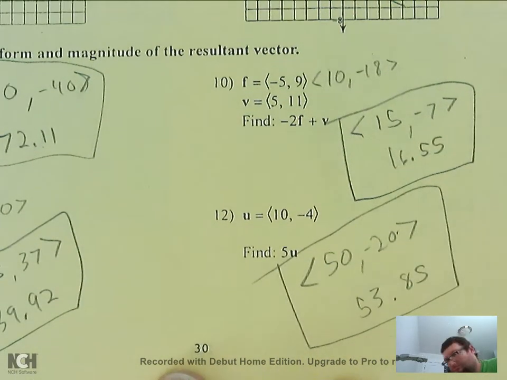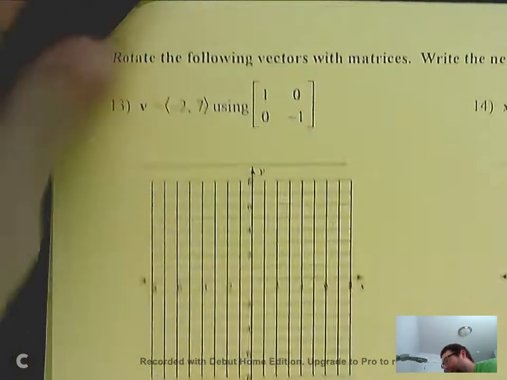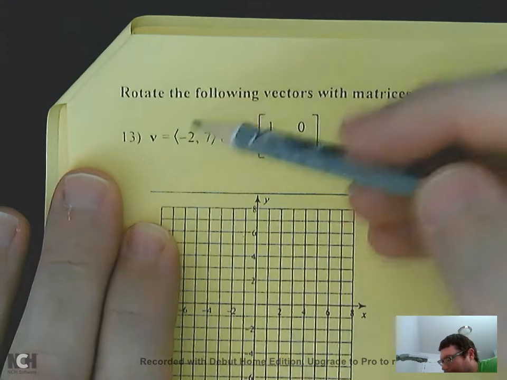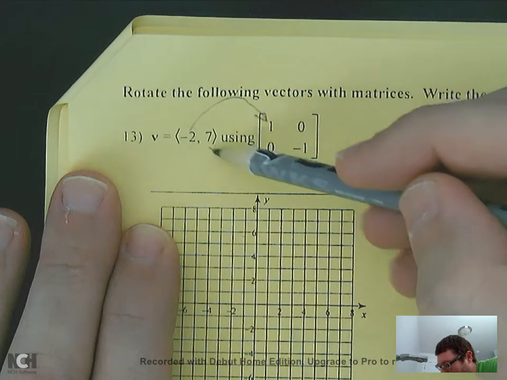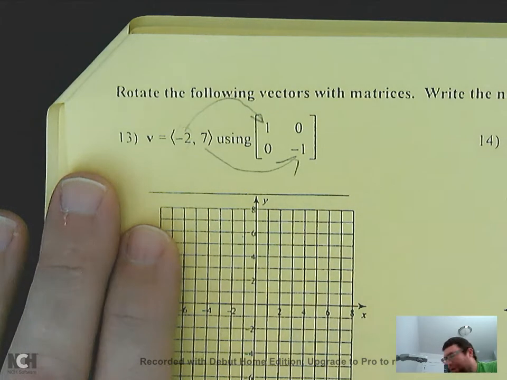Okay. Yay. Okay. Then, last section. So in this section, we've got our rotations using matrices. Again, basically how this works is the first number is going to multiply with the top number, and the second number is going to multiply with the bottom number. Okay, and I just need to write the components and graph the results.